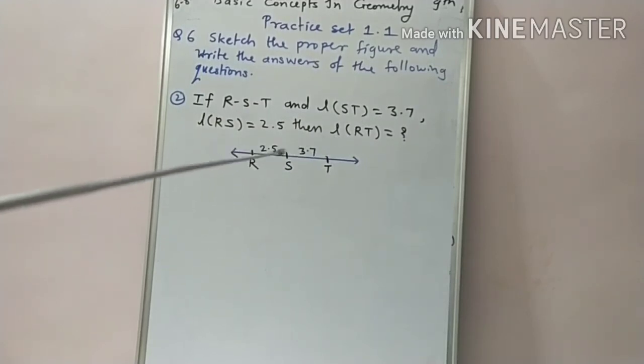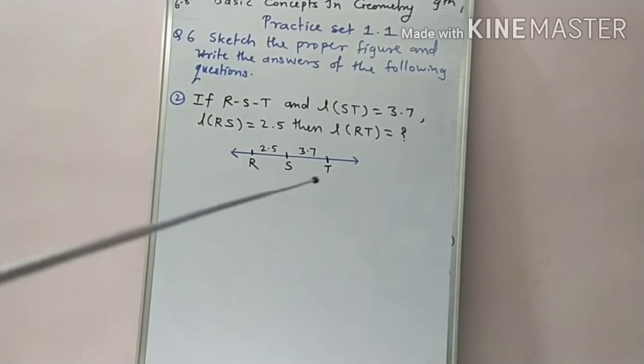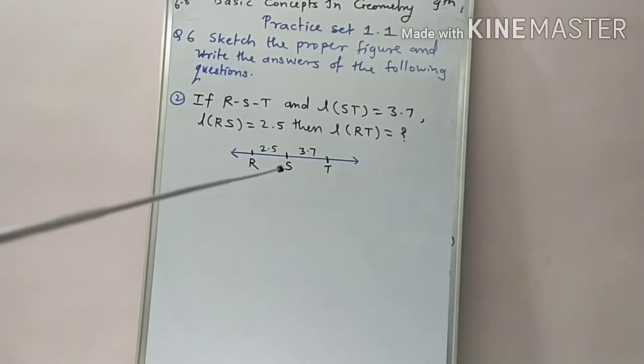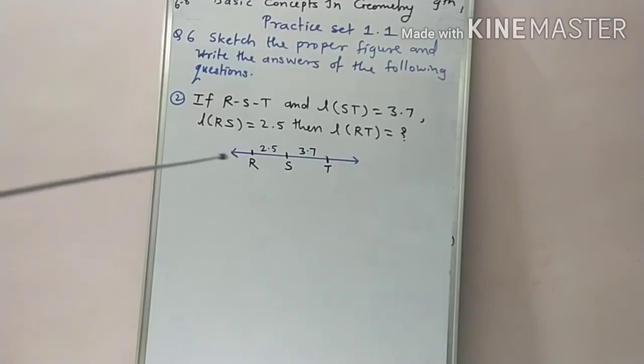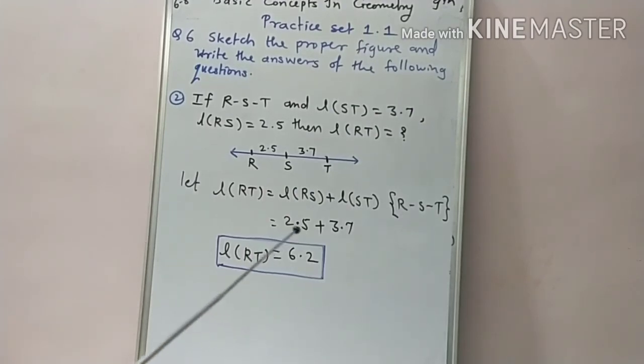And to find RT, what we observe here, students, yes, is that the length RT is the longest one, meaning the distance between R and T is the longest. So we have to add these two, distance RS plus distance ST. So you just mention it like this. Length RT equals what? Length RS plus length ST, because here we give the reason R-S-T. And as we substitute the given values, length RS is 2.5 plus length ST is 3.7, and the sum of these two is 6.2, meaning length RT is 6.2.